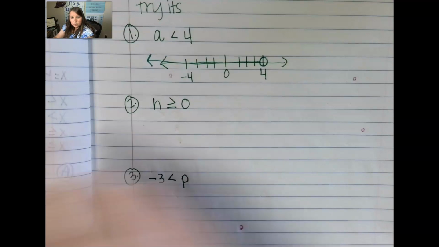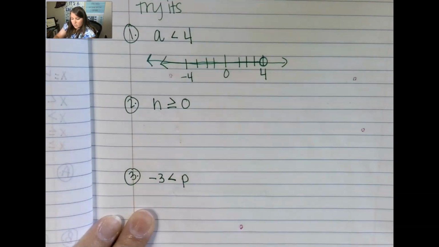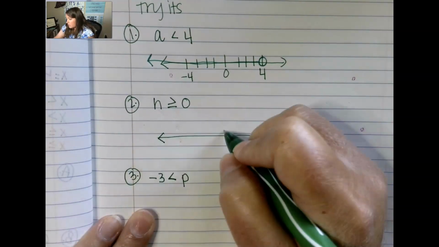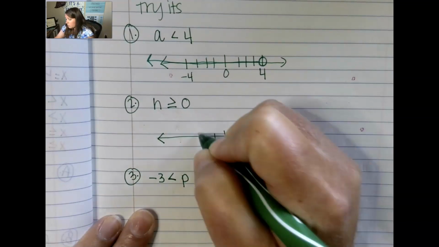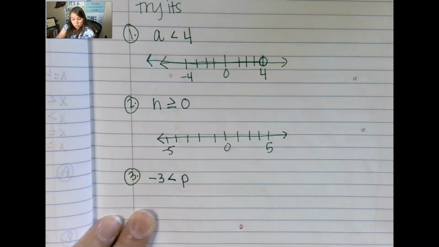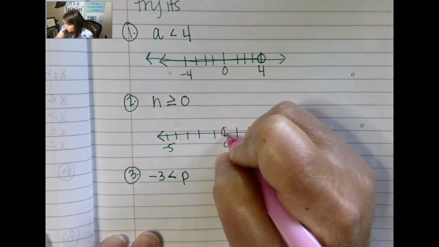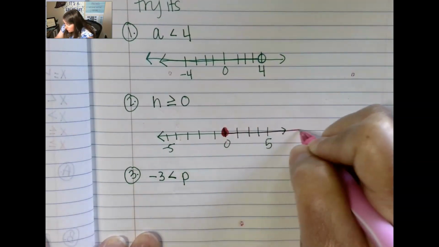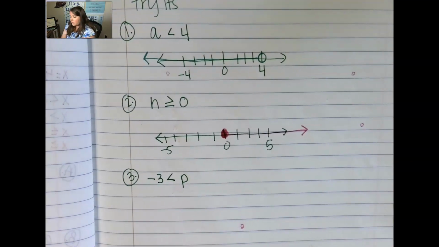Okay, number 2. It says N is greater than or equal to 0. So again, I'm going to draw my number line. This tells me that it can include everything bigger than 0. It does start with N, so we're good to go ahead and graph this. So everything bigger, and it includes 0 because it has a closed dot.